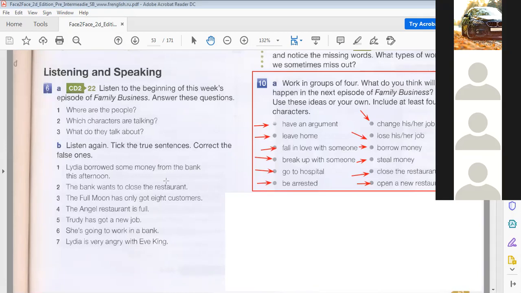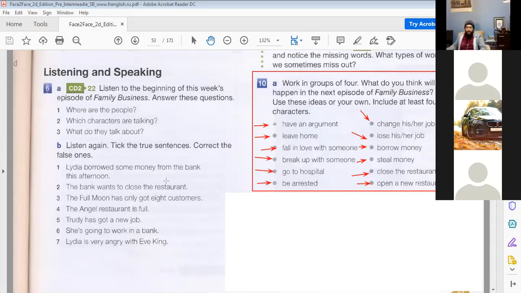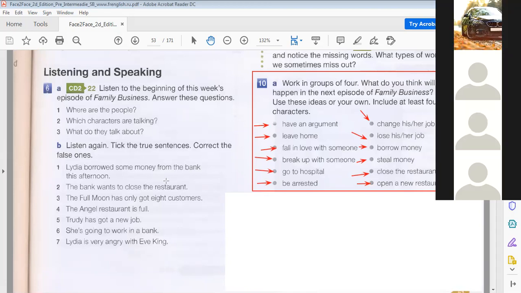Okay, Manal, you can start. Tell us a little bit about your ideas. What do you think will happen? Break up with someone. Who's going to break up with who? Lydia and Clive? You think Lydia and Clive will break up? I don't remember the names correctly. You don't? Okay, let me show you the names.